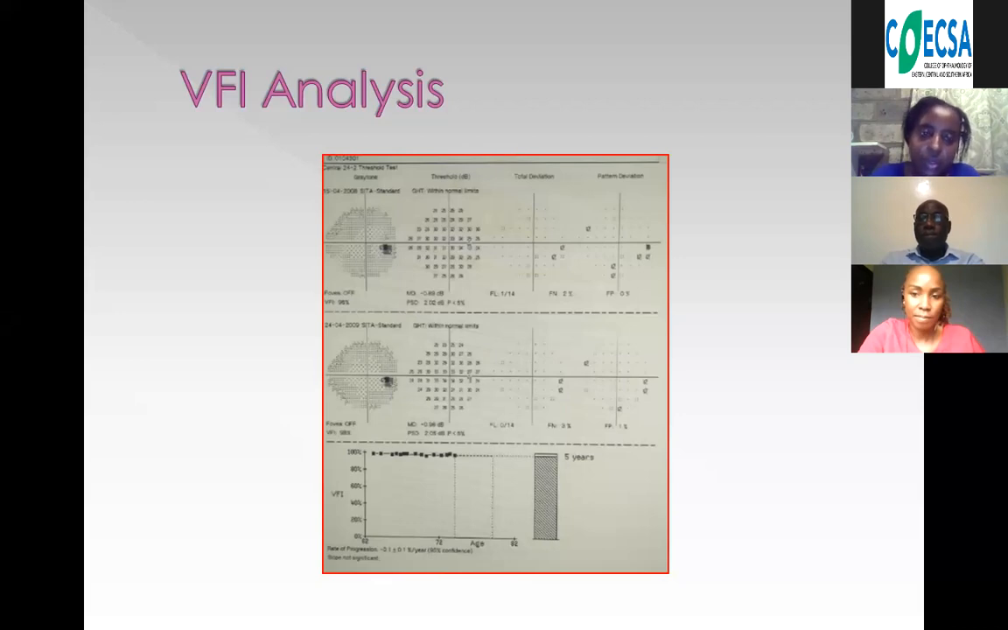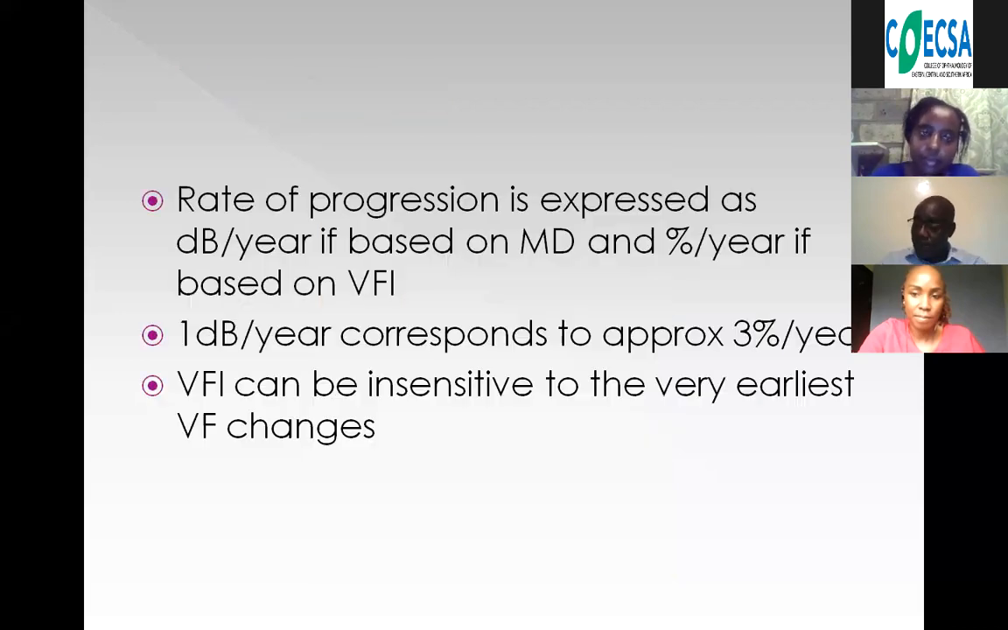So this is also available in the Humphrey. The rate of progression is expressed as how many decibels per year the patient has lost, based on mean deviation, and how much percentage per year the patient has lost if it's based on visual field index. And 1 decibel per year corresponds to about 3% per year. And we've said the VFI can be insensitive to the edges, but it's the central point.